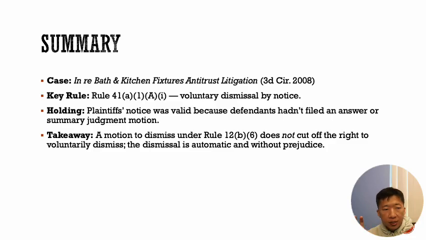The summary of this case: the name of the case is In Re Bath and Kitchen Fixture Antitrust Litigation from the Third Circuit, which happened in 2008. The key rule is Rule 41(a)(1)(A)(i), voluntary dismissal by notice. And the holding: the plaintiff's notice was valid because the defendant hadn't filed an answer or summary judgment. And the takeaway: a motion to dismiss under Rule 12(b)(6) does not cut off the right to voluntarily dismiss. The dismissal is automatic and without prejudice.